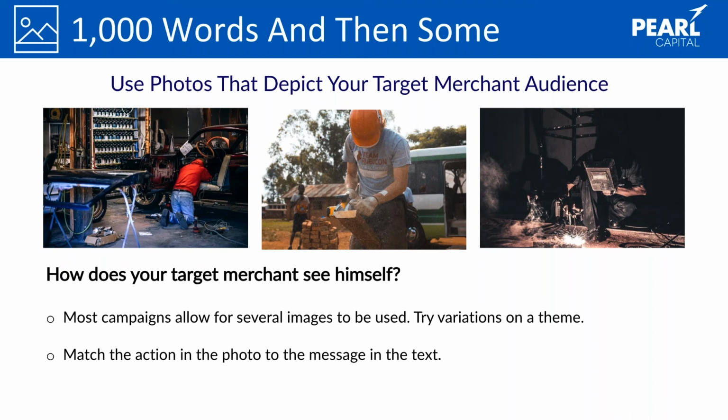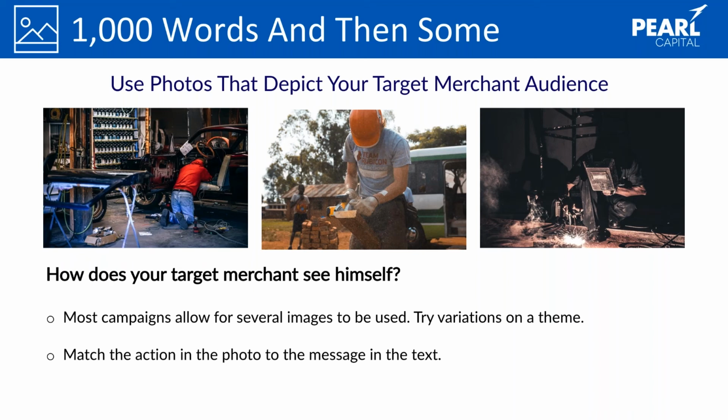I've got 3 different versions here of somebody doing physical labor. Now they're doing different jobs in different types of places. You've got a welder, a construction worker, and a guy who's rehabbing cars. But how did your merchant see himself? What do they do? Spend some time looking for images that are going to resonate with that person.